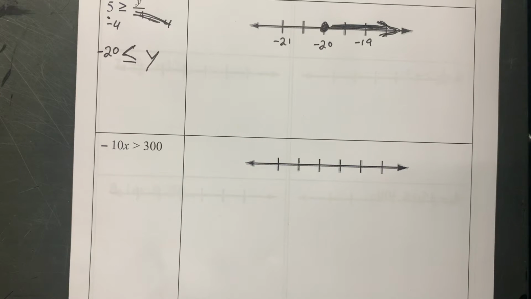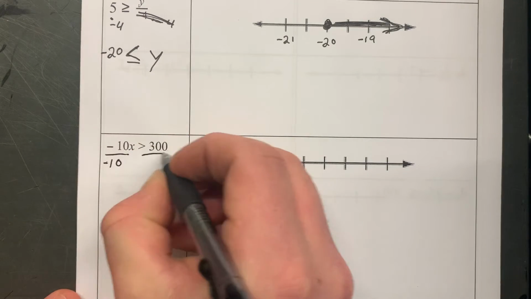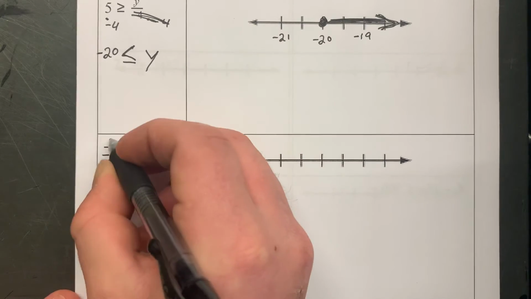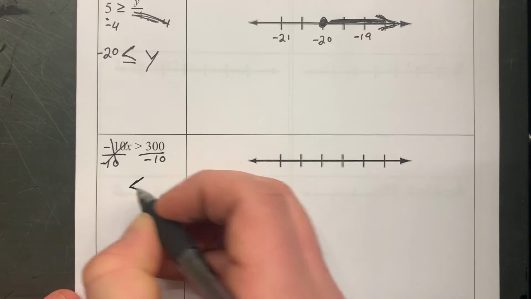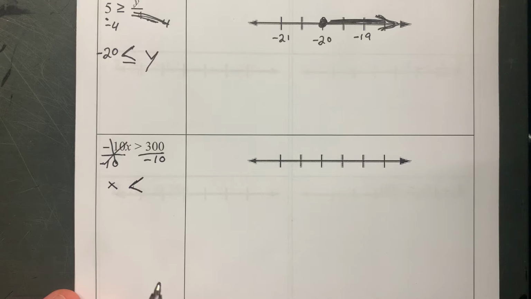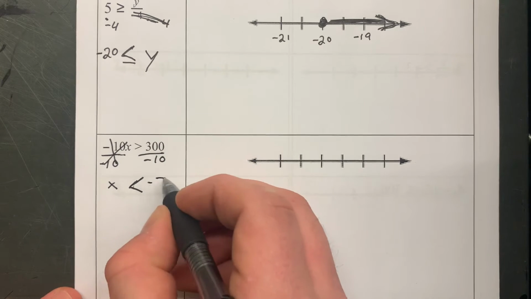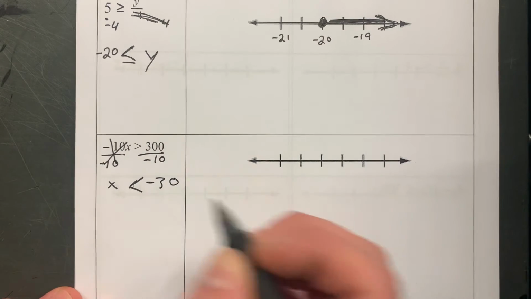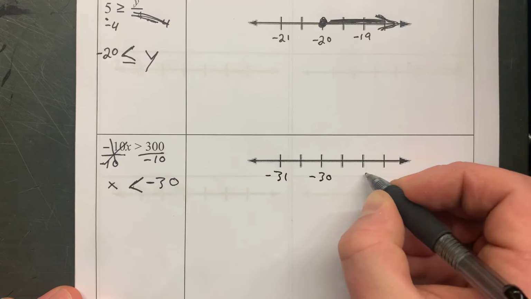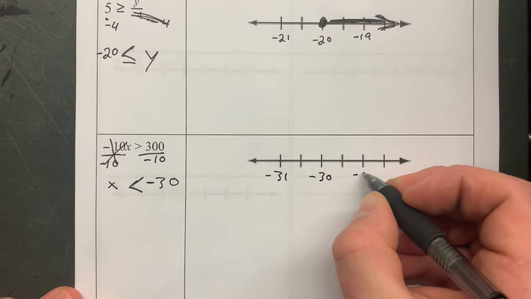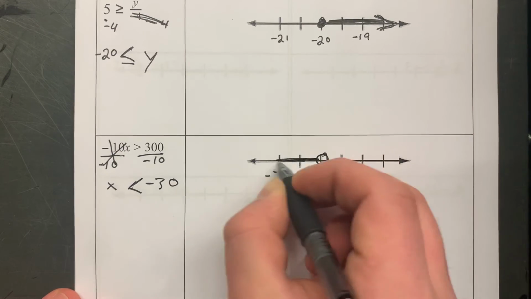Down here at the bottom, I see that I have another negative that I'm going to be dividing by. Undo this multiplication with division here. Those cancel. I'm flipping my sign since I'm doing that. It flips. I'm left with x is less than 300 divided by -10 gives me -30. Graphing this, I'm going to have an open circle I know already. I know that x is less than, so it's going to go to my left. I graph it like this.